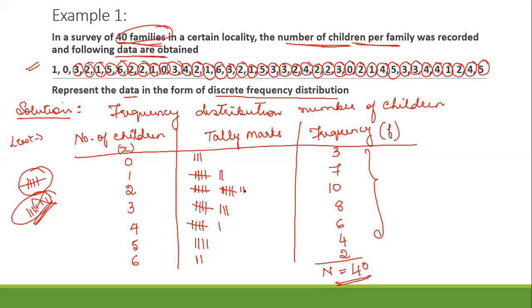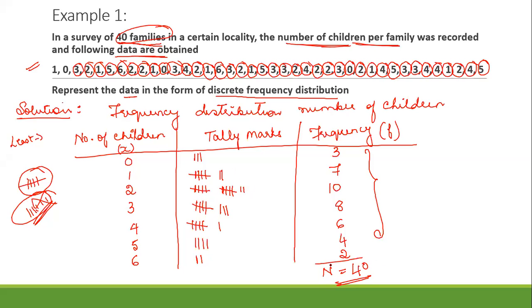But suppose in your exam, you might not know you have made a mistake. You will put 12 here, 5 here. The total will be 40 only, but your answer will be wrong. You should keep that in mind. You should cross check the tally marks once again.